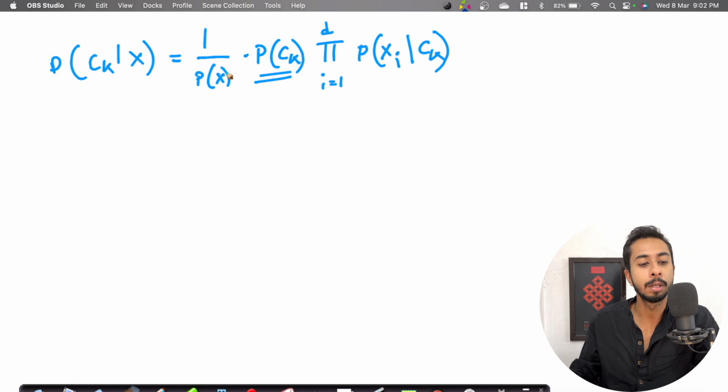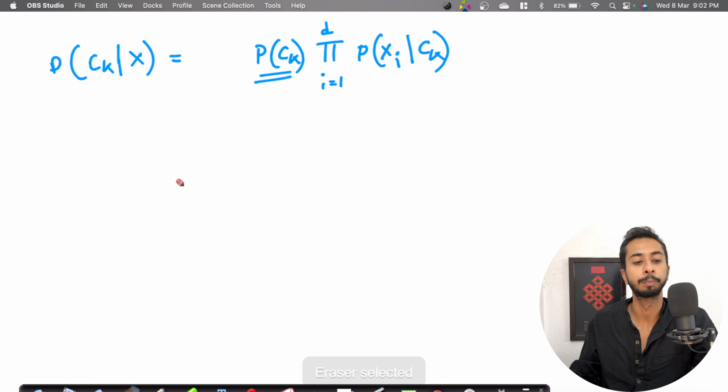Okay, but obviously this p of x will remain the same for all the classes. That's why we can discard it. No need to write this. Okay, you can discard it. This is your final naive Bayes formulation: probability of ck multiplied by this product.